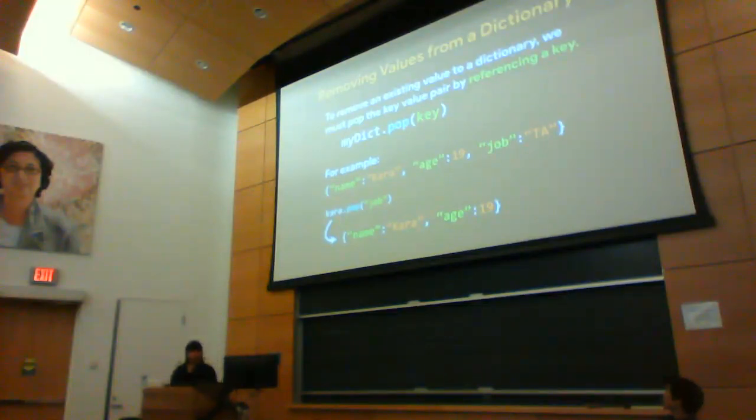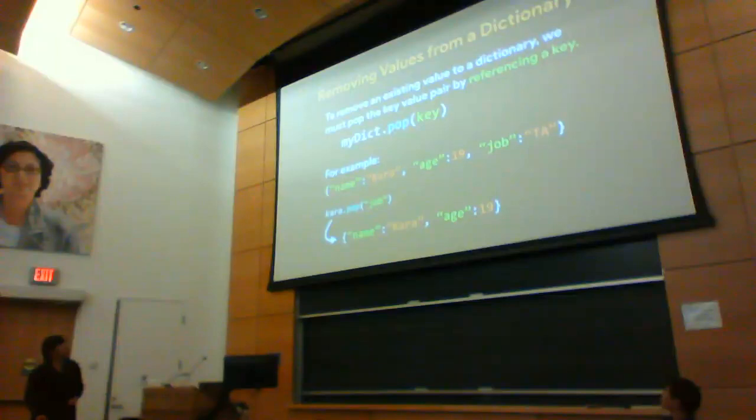So, if we want to remove values from a dictionary, we can do my_dict.pop(key). For example, if I had the same dictionary earlier and I pop job, then I'll just see name and age. So popping removes the key value pair, not just the key or just the value, it's the entire key value pair. Any questions about that?